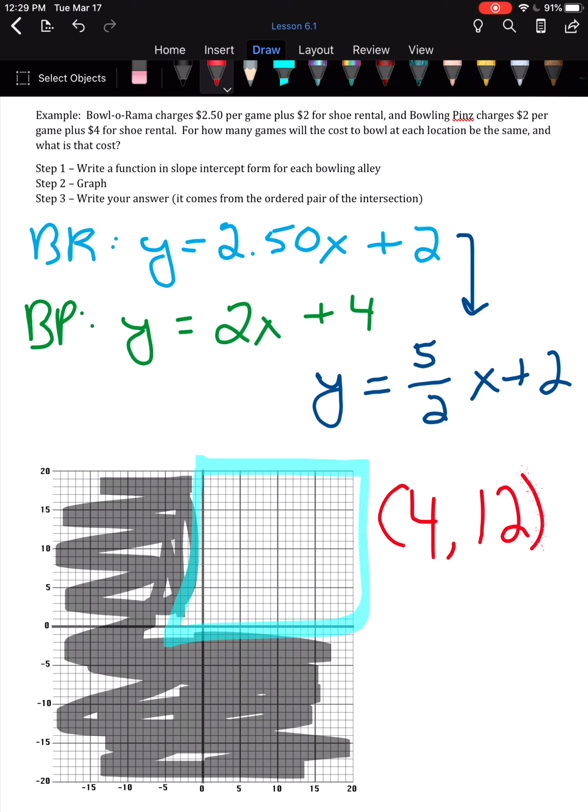4, 12. Okay. If you were listening when I was talking earlier, I kept saying y is the cost and x is the number of games. So how many games will the cost to bowl at each location be the same? 4. And what is the cost? $12.